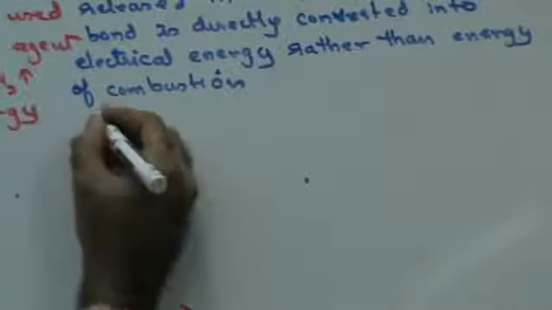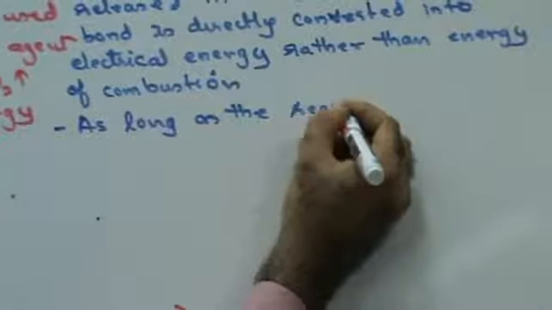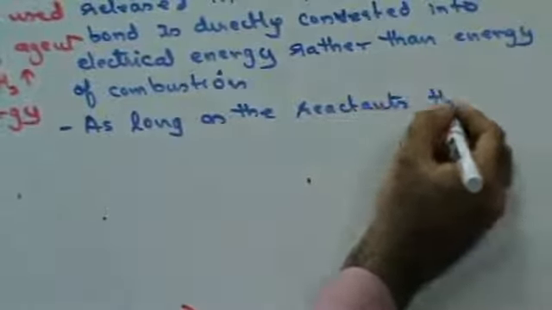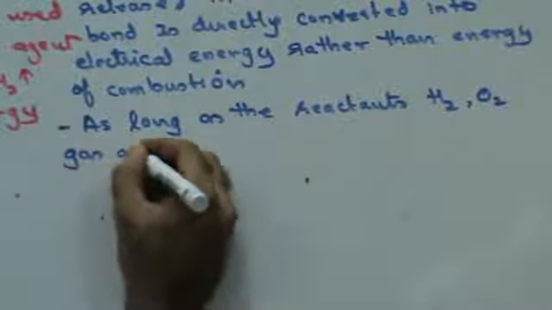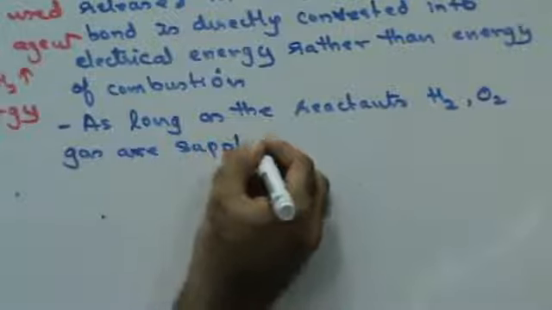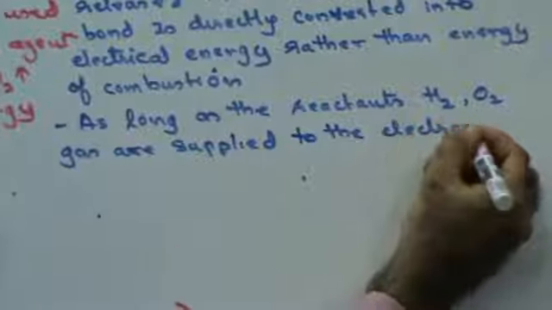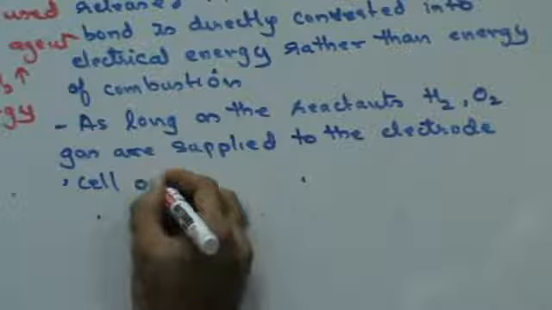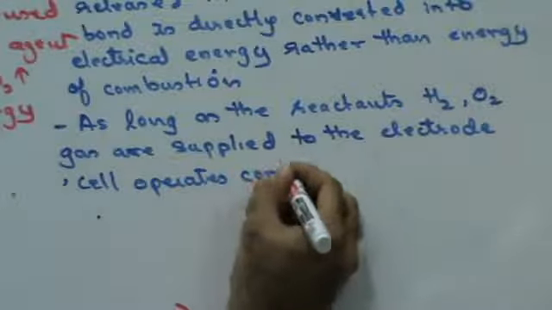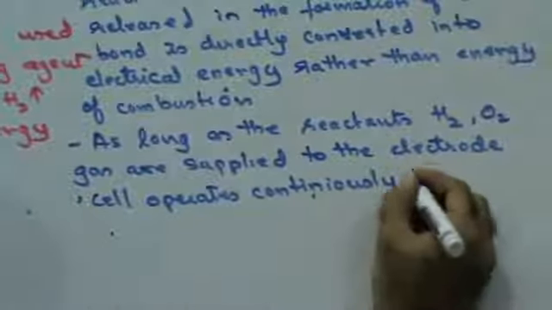So as long as the reactants, hydrogen and oxygen gases, are supplied to the electrodes, the cell operates continuously to produce electrical energy.